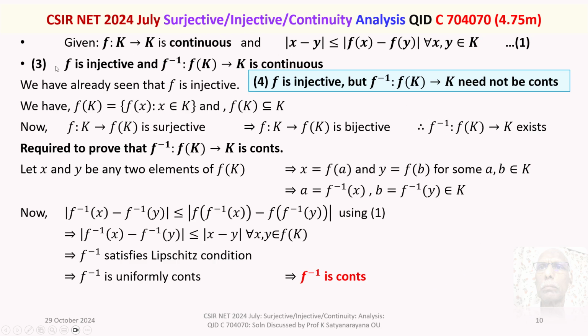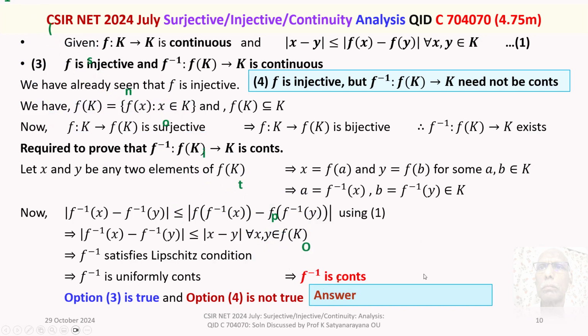So thus we got f is injective, and f inverse defined from f of k to k is also continuous. We have shown you. So thus option 3 is true and option 4 is not true. So what is the answer? The answer to this question is options 1, 2 and 3. Option 4 is not true.